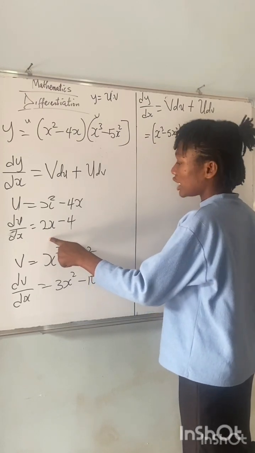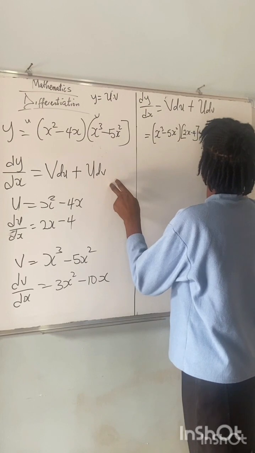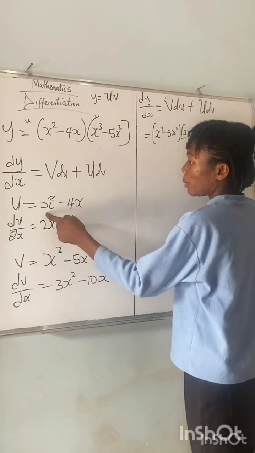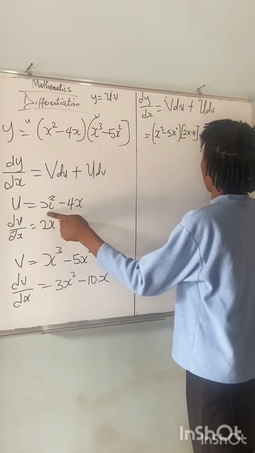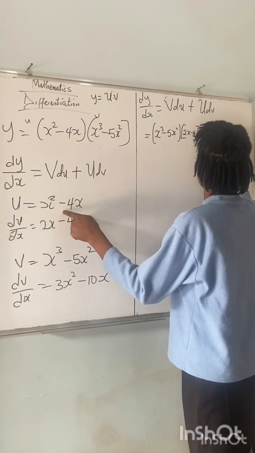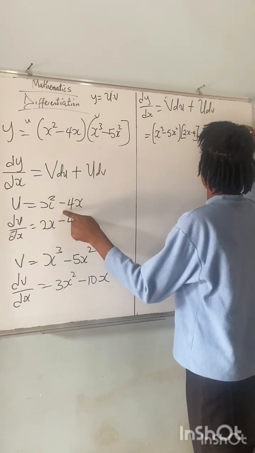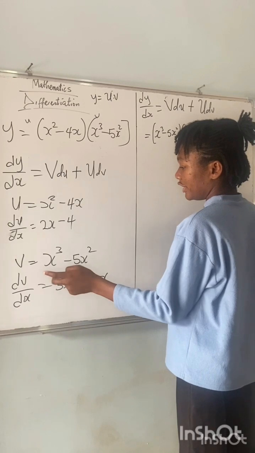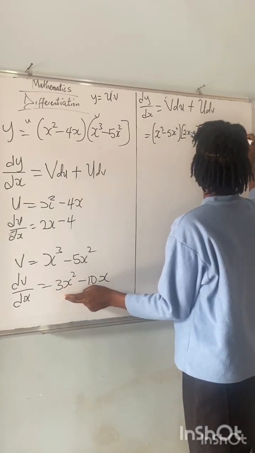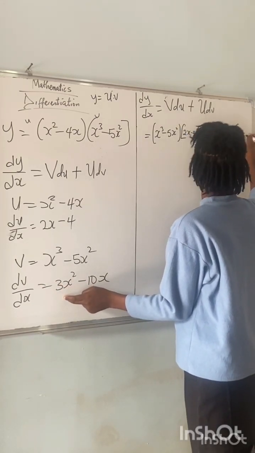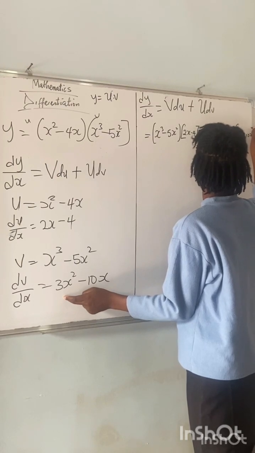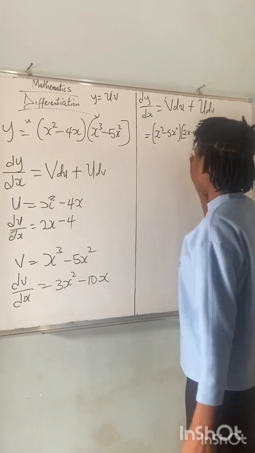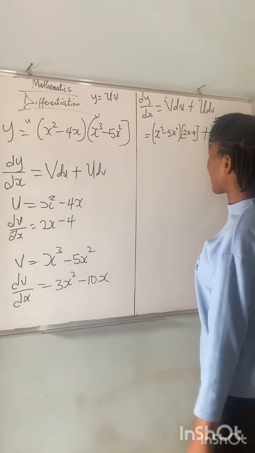Then we'll be adding that with what? Our u. In this case, our u is x squared minus 4x multiplied by our dv. We have 3x squared minus 10x. And so let's expand our bracket, and then we'll add.